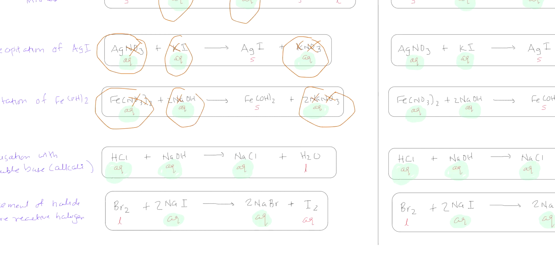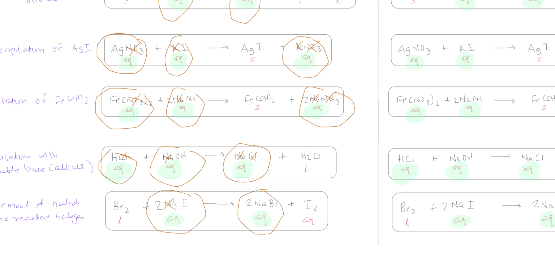Here, the common is between HCl, hydrochloric acid, and sodium chloride. Chloride is common. Sodium hydroxide, sodium chloride. Sodium is common. Sodium iodide, sodium bromide. Sodium is common.